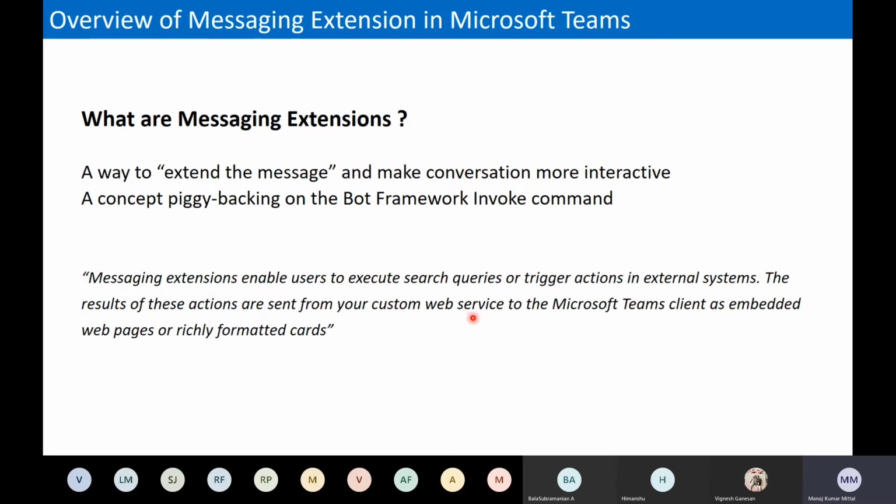So here we are going to use the Bot Framework SDK v4, and then embed those results as web pages or rich formatted cards. So we have options when we are posting. We can use embedded web pages, where we have full control to create the design of the pages, we can use text, or we can use rich formatted cards, meaning adaptive cards.